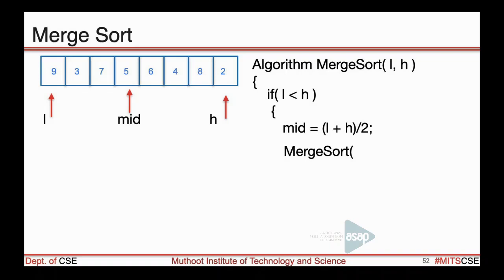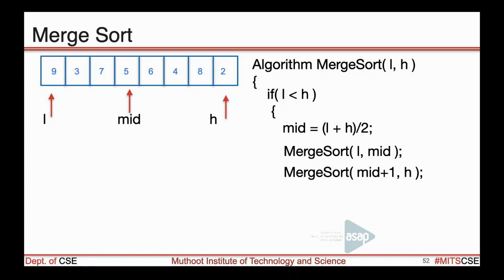That is 4. So now what do I need to do? I need to merge sort. It's a recursive procedure, right? What do I need to sort? I need to sort from L to mid. That is the elements between 9 and 5 I need to sort. After that, I need to sort from mid plus 1 to H. That is from 6 to 2. Clear? So I am sorting the two halves.